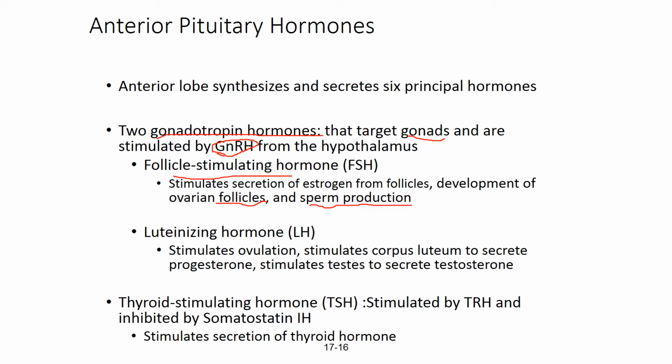Okay, so then we have luteinizing hormone. And what luteinizing hormone does is it will stimulate ovulation. Ovulation is the rupture of the follicle and the release of the egg from the ovaries, and it floats down the fallopian tube and possibly becomes fertilized by a sperm. Now, it will also stimulate this structure called the corpus luteum. Let me explain a little bit about what the corpus luteum is, because I know this is confusing.